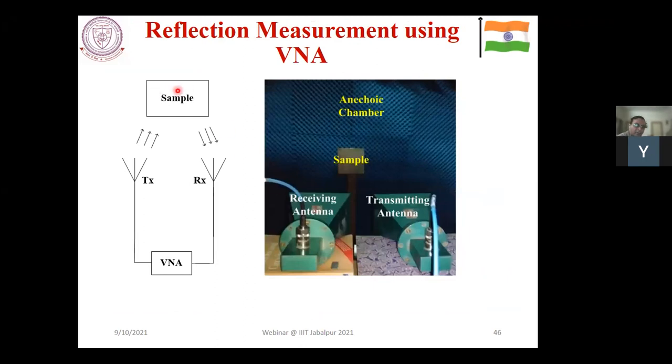The sample has been put over here, and the transmitter and receiver are at the same location, connected to a vector network analyzer, with a pair of horn antennas, and the sample has been put over here. So the wave is transmitted from the transmitter antenna within the anechoic chamber itself.